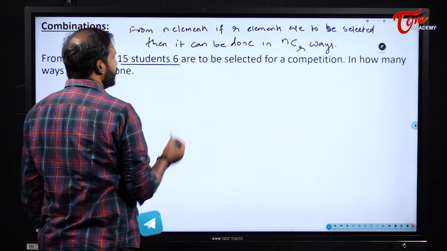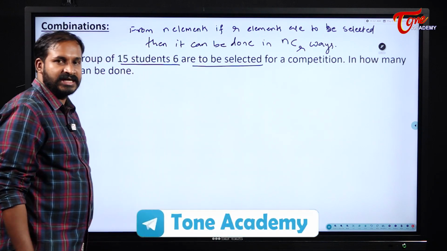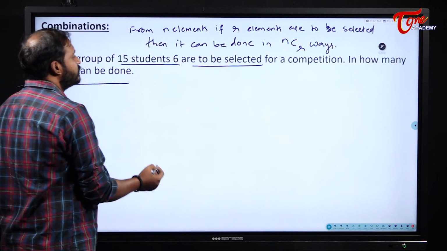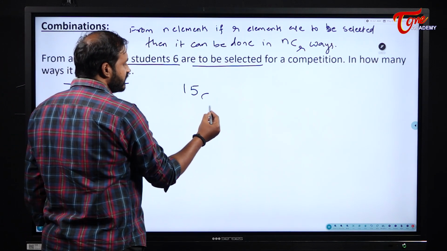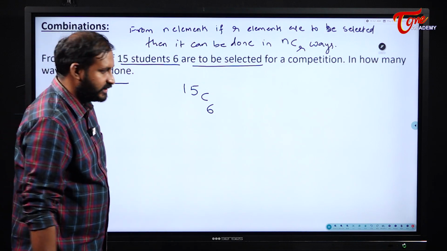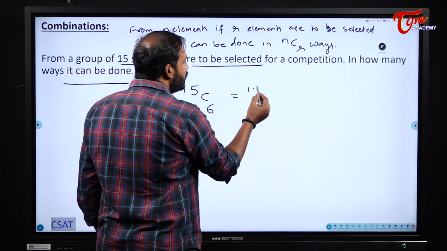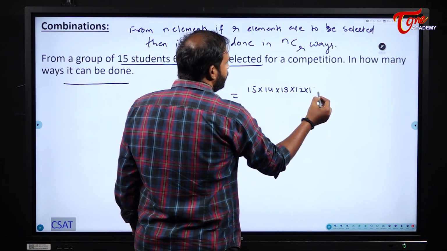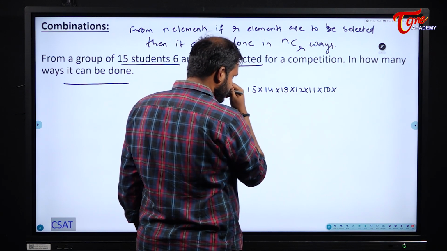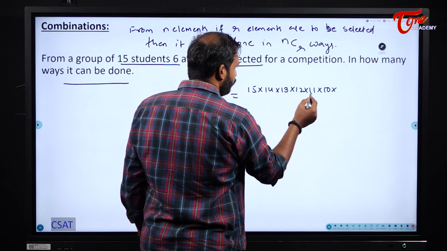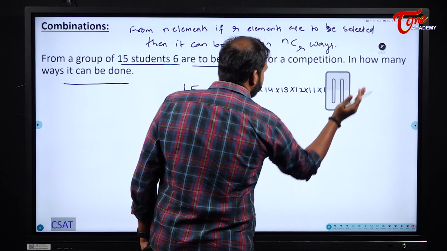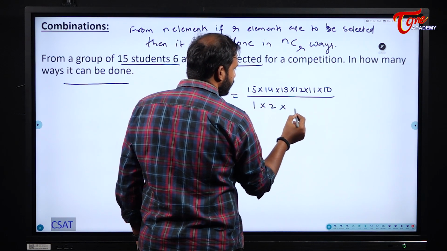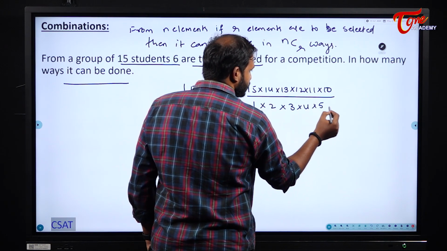From a group of 15 students, 6 are to be selected. See, selection means combination. For a competition, in how many ways can it be done? So what will we write? 15C6. It can be done in 15C6 ways. So for 15C6, what will I do? 15 into 14 into 13 into 12 into 11 into 10, up to 10 is enough, by 1 into 2 into 3 into 4 into 5 into 6.